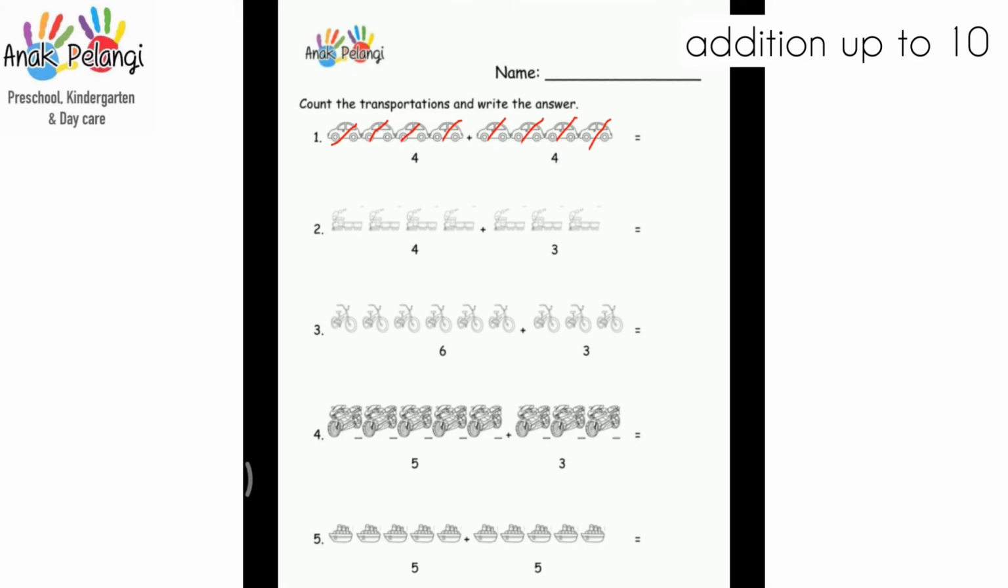1, 2, 3, 4, 5, 6, 7, 8. 8. Right? 8. Number 2, 3, 4, and 5. Please do it by yourself at home.